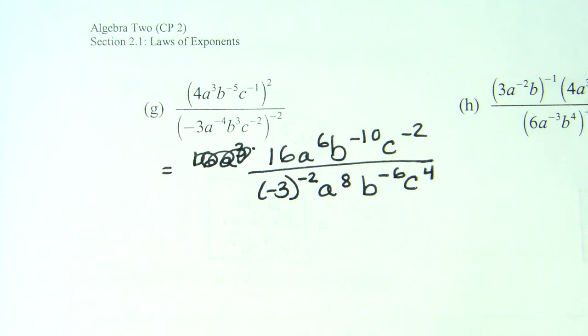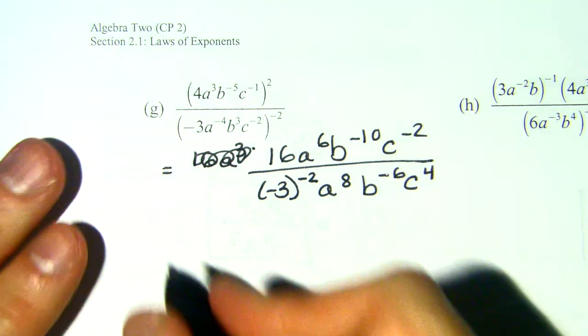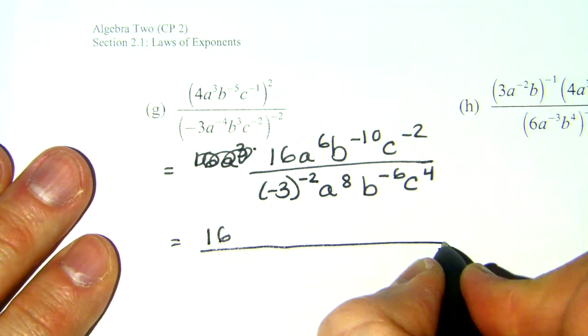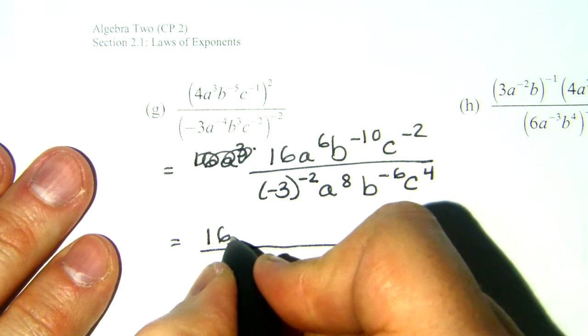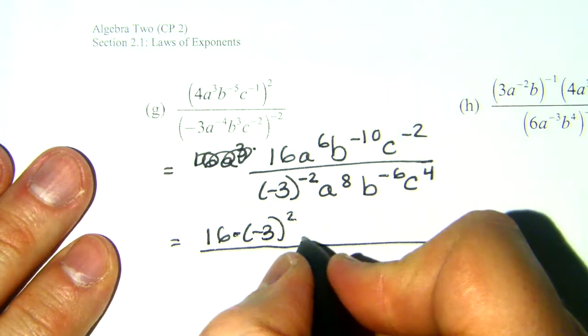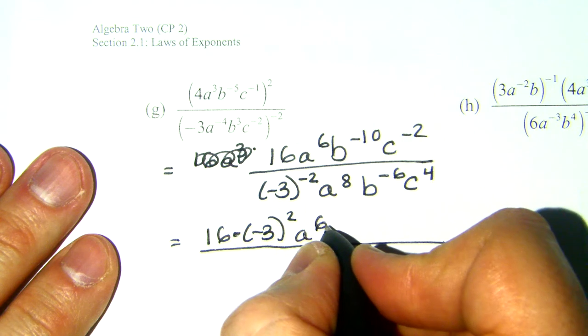You now need to move your negative exponents and then see if you can simplify what you get. See if you can keep going in G. Letter G. So I'm going to move things. 16 stays. Negative 3 to the negative 2, I'm going to move that up top and make it negative 3 in parentheses to the positive 2. A to the 6th stays.